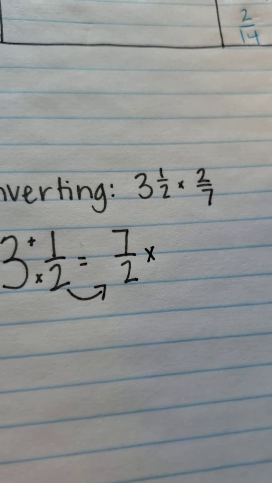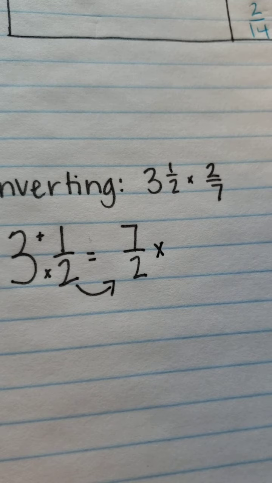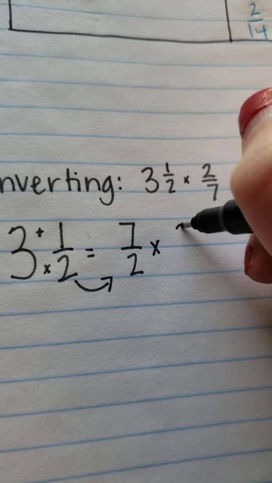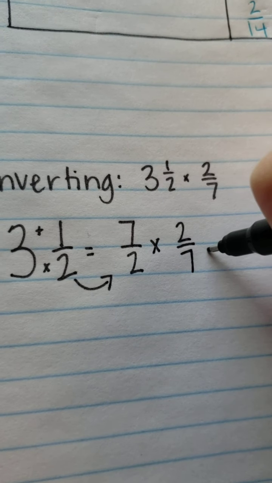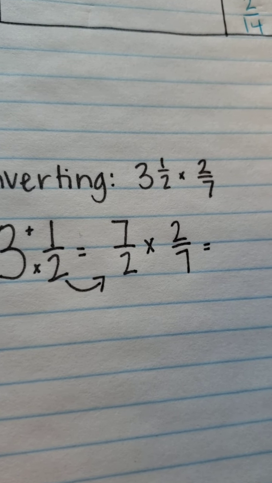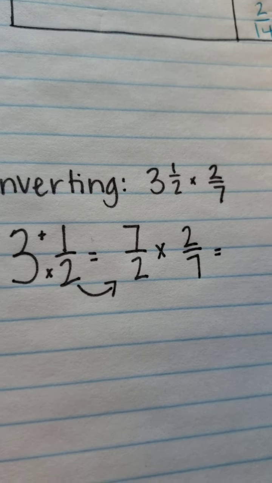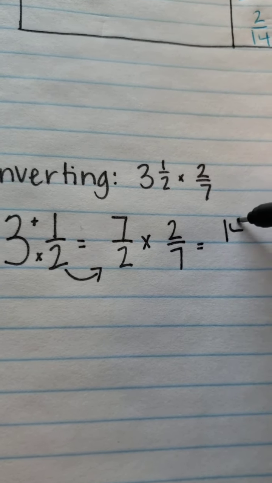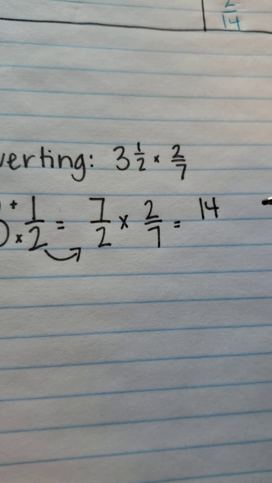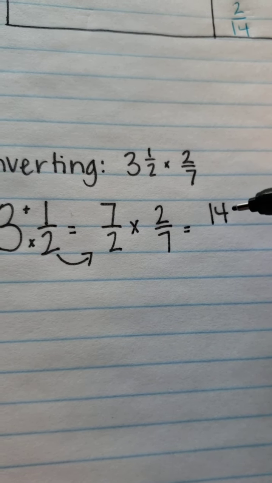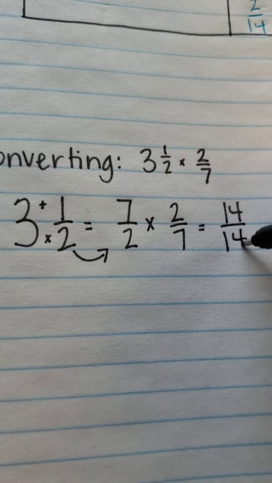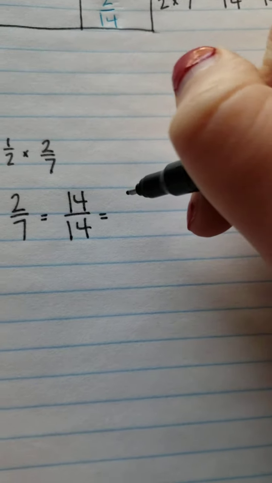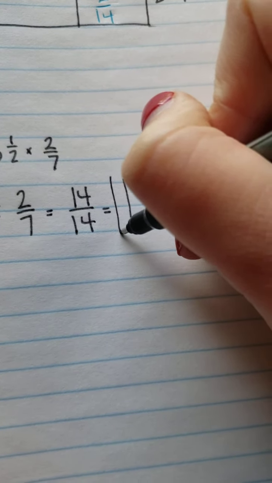And then I'm going to just bring down my other fraction because that's already written as a fraction. So 2/7. So for this one, now I'm just going to multiply my numerators times my numerators. So now I have 7 times 2 is 14. And then for my denominators, I have 2 times 7 equals 14. And I know that I can simplify 14/14 to get 1 whole.